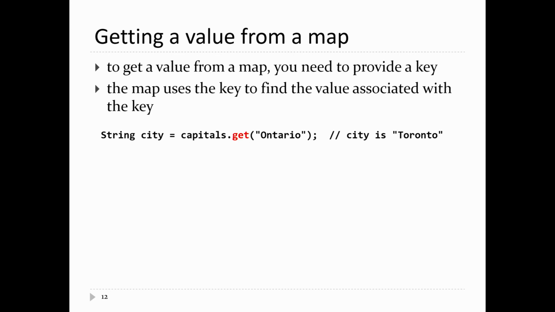So if there is no key equal to Ontario, then you get back null. If there is a key equal to Ontario, then you get back the value that's stored with Ontario. So in this case, you get back Toronto.